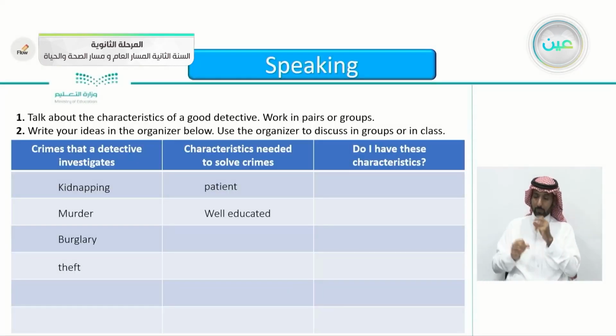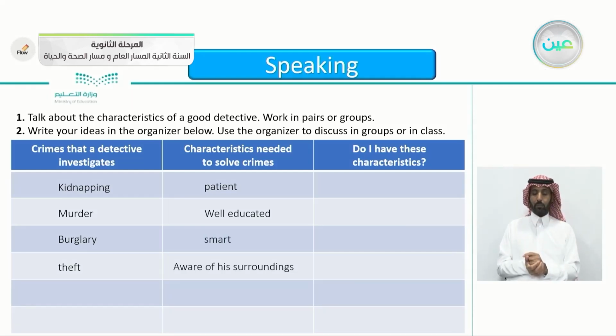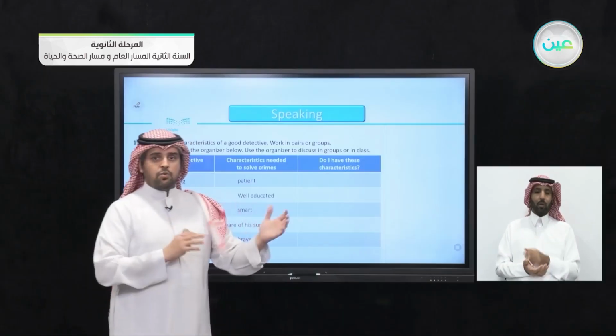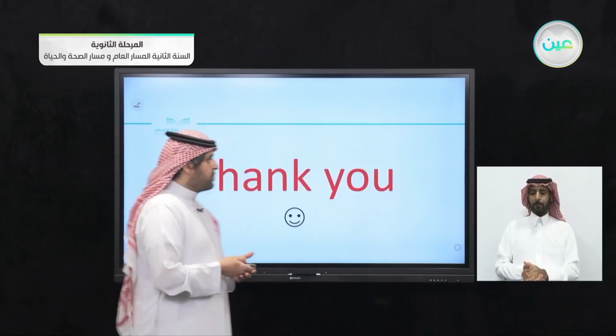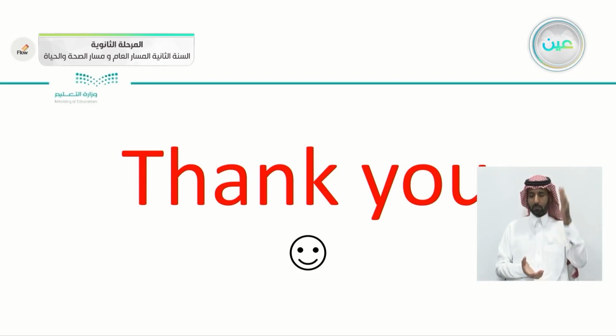Well educated. You have to be well educated so you wouldn't miss any information. You would have to be smart, aware of your surroundings. So you have to be aware of the things that are happening around you, and of course you have to be courageous and brave. Do I have these characteristics? Of course, each one will answer according to his own opinion or view of himself. And with that, we reach the end of the lesson.